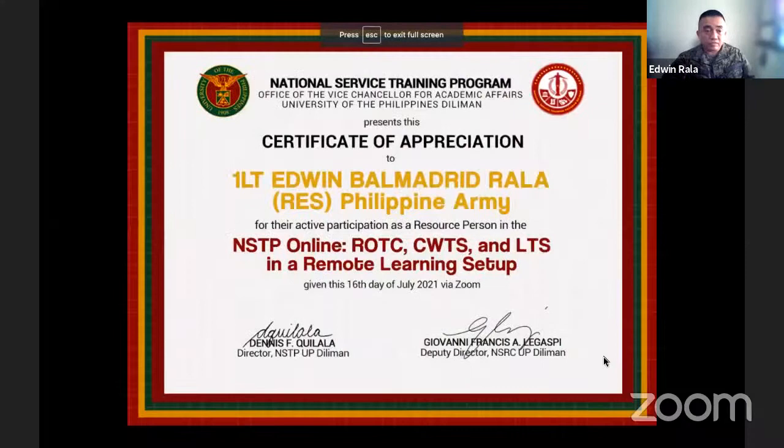Pero for now, sir, we would like to present to you a certificate of appreciation for your time and your effort. The National Service Training Program, Office of the Vice Chancellor for Academic Affairs, University of the Philippines, Diliman presents the certificate of appreciation to First Lieutenant Edwin Balmadrid Rala for their active participation as a resource person in the NSTP Online, ROTC, CWTS, and LTS in a remote learning setup. Given the 16th day of July 2021 via Zoom, signed Dennis F. Kilala, Director, NSTP UP Diliman, and Giovanni Francis A. Legaspi, Deputy Director, NSRC UP Diliman. Maraming salamat po, sir. Yes, thank you very much.